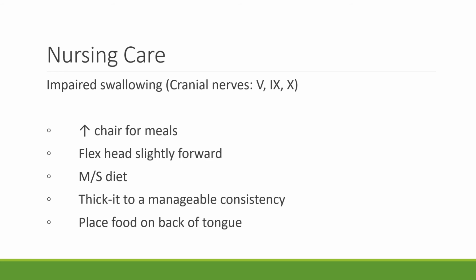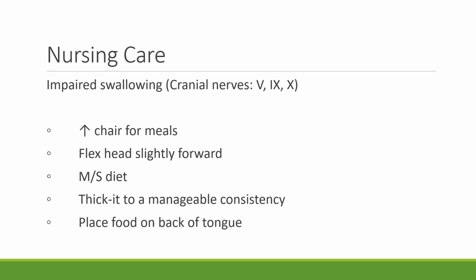Impaired swallowing. So what do we do for that? We're going to have them up in a chair for meals. They may need to flex their head slightly forward during swallowing. It helps make sure the epiglottis closes over the trachea. They might be on a mechanical soft diet or a puree diet, so they don't have to chew large chunks. Remember, they're having impaired motor function.